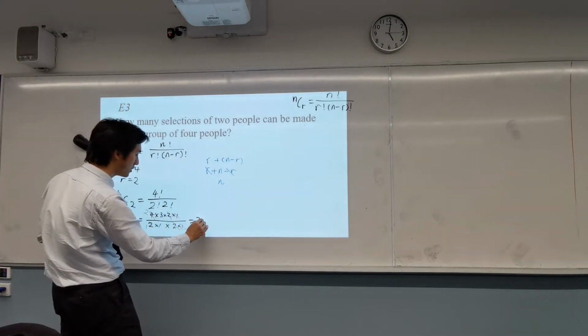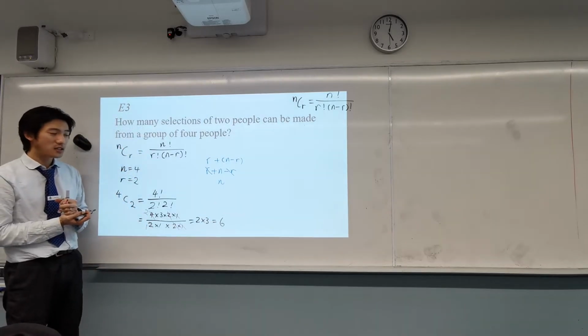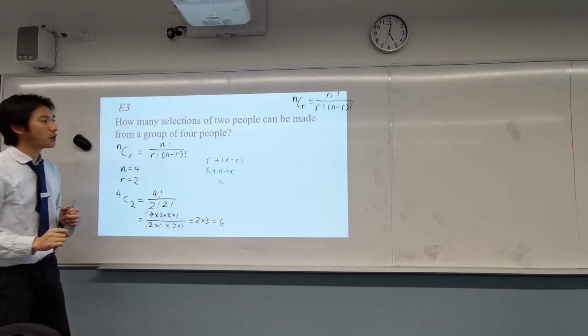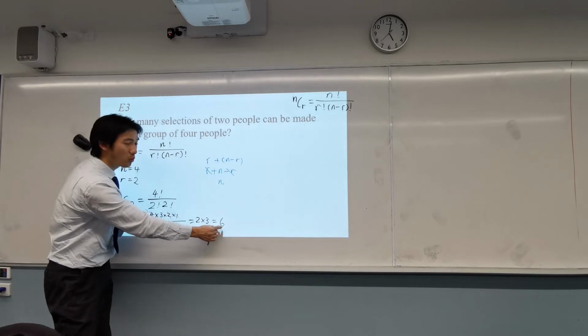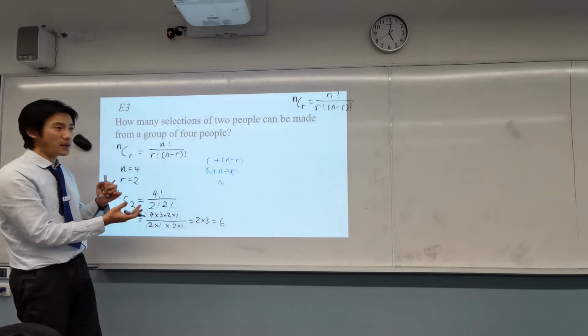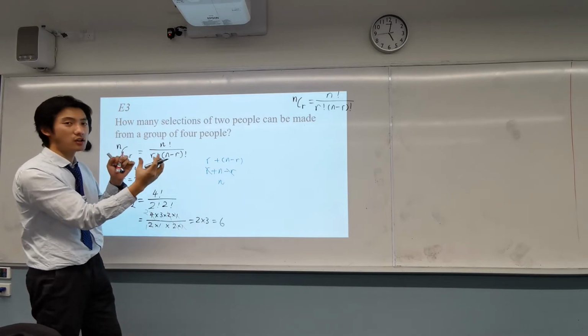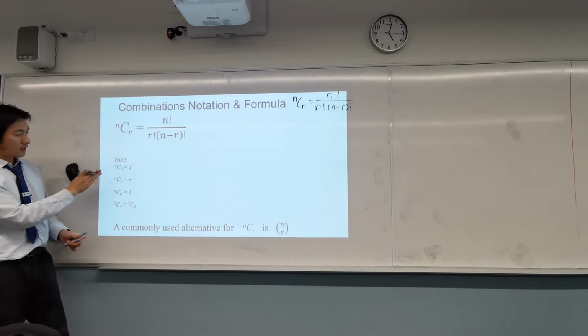So let's write it out. 2 times 3, that's 6. That means there are 6 possible combinations of pairs of people from a total group of 4 people. Notice that our answer was the exact same answer as the way we did before by listing out all the particular combinations.